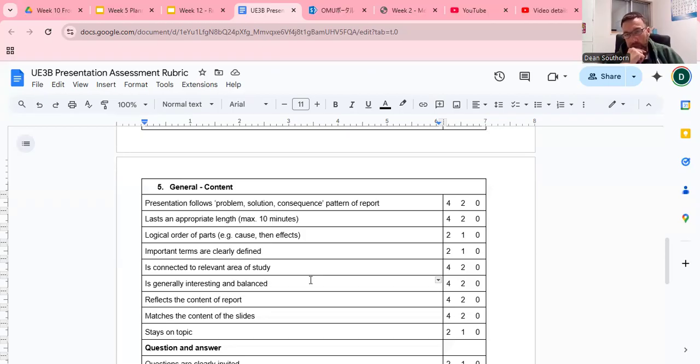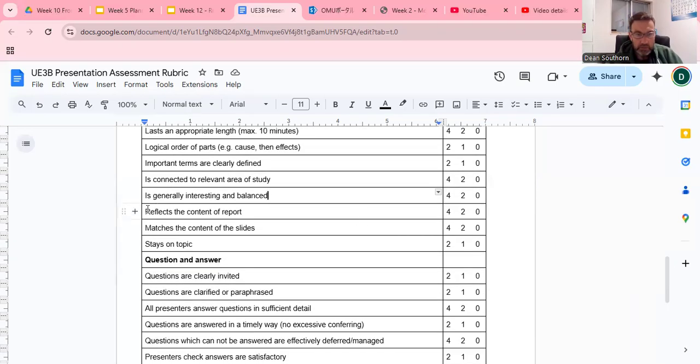Remember, people will not be interested if your vocabulary is too high. They won't understand it, and they won't listen, and then they won't ask questions, and then you'll score 0 for that section. So keep your vocabulary lower than your report. It's another reason not to memorize and read your report, because your vocabulary is likely to be too high for people to understand.